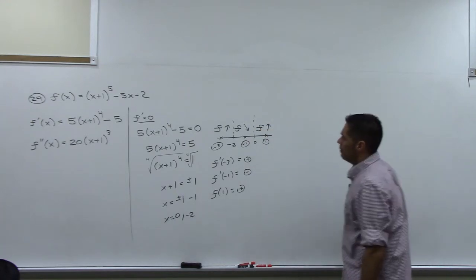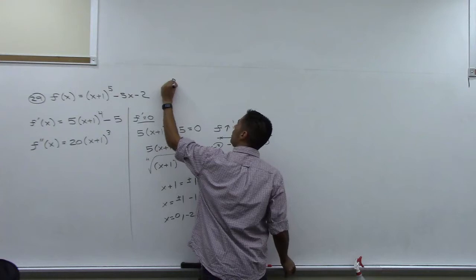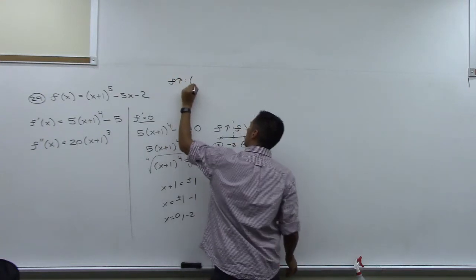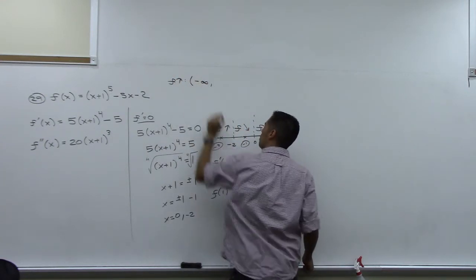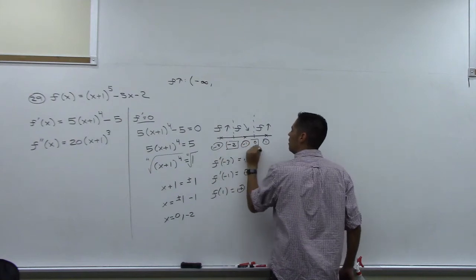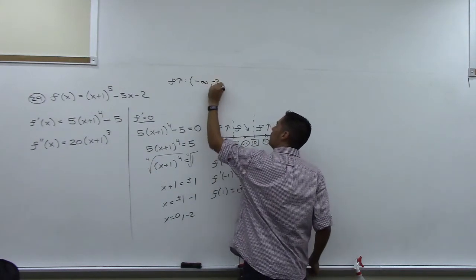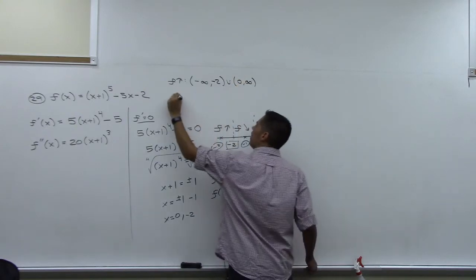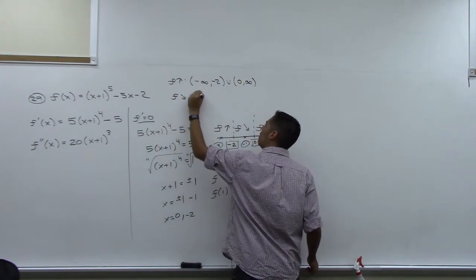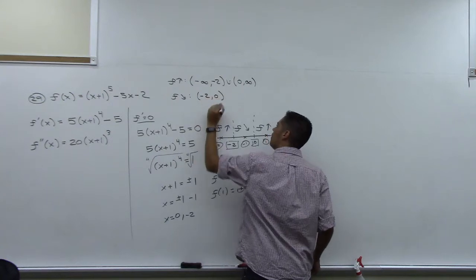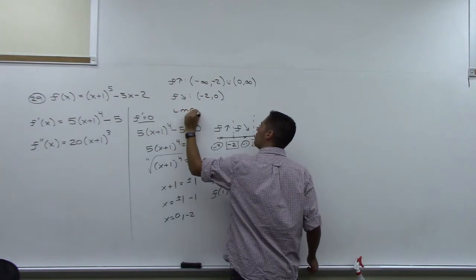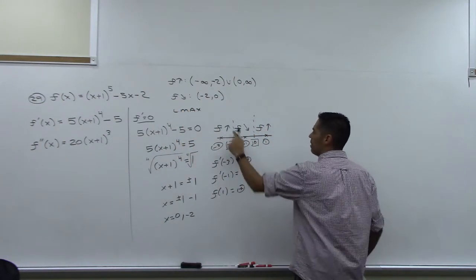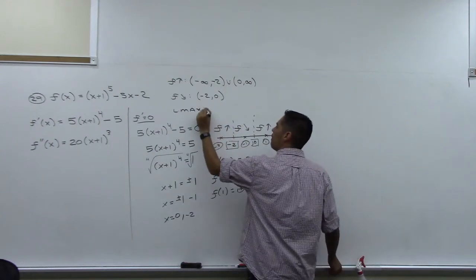All right. That means my original function is going up on the intervals, I forgot to box these, negative infinity to negative 2, and then union 0 to infinity. My original function is going down between negative 2 and 0. I have a local max. Let's see, do I have a local max? Yes, I have a local max here at negative 2.